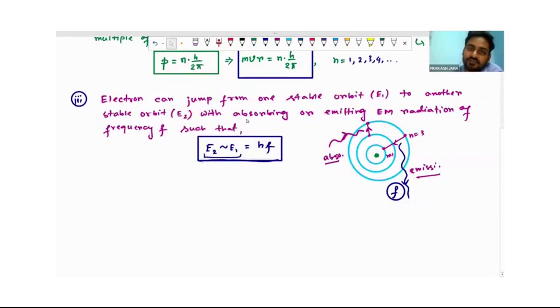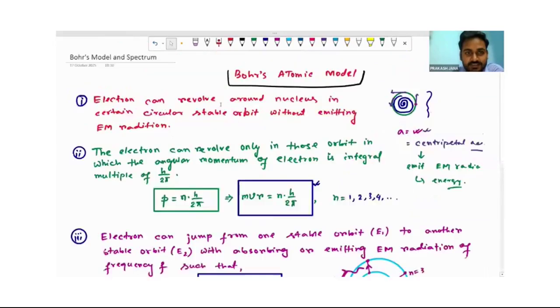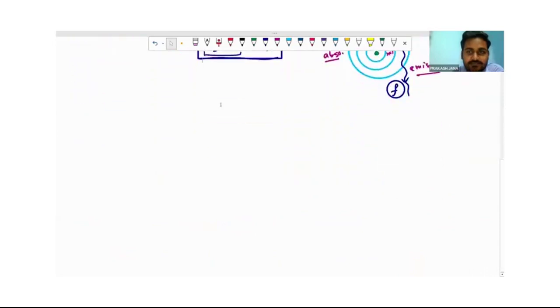Now we will move on to discussion of energy. Definitely we can't derive a lot, but still we will discuss a little. See, from postulate 1, we can say that the electron revolves in a circular orbit.